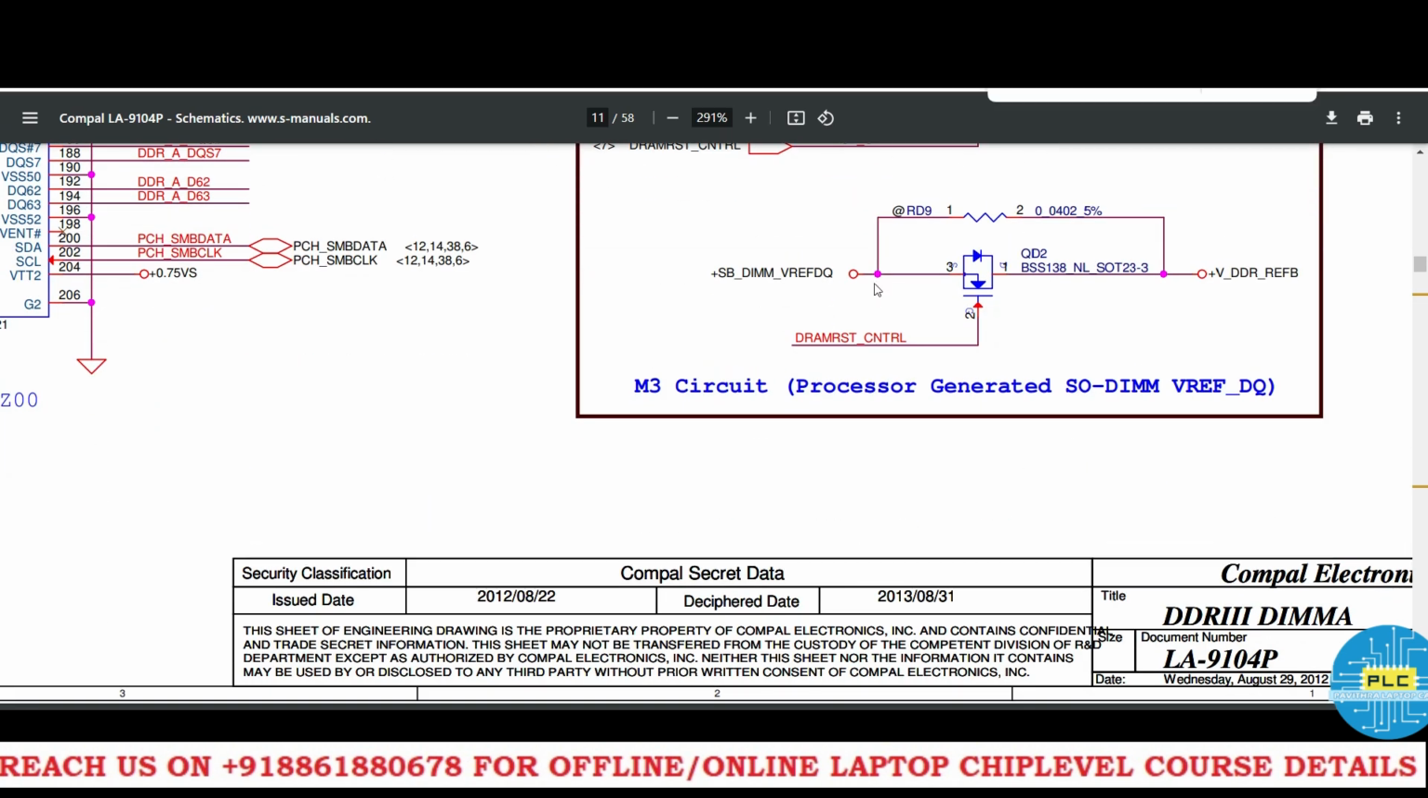CPU to IO, CPU to PCH, CPU to CPU IC, and CPU to RAM. So you have seen all the major connectivities. Without wasting time, I explained all the things.